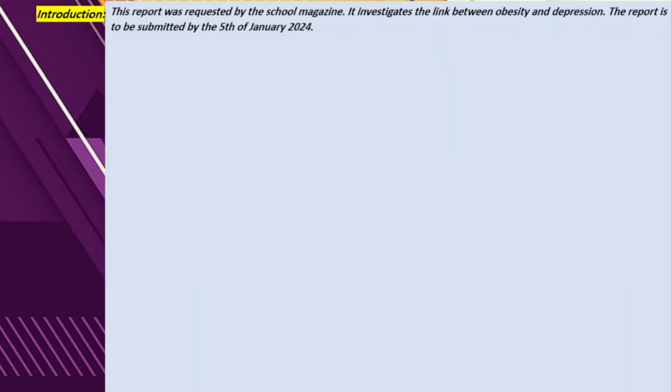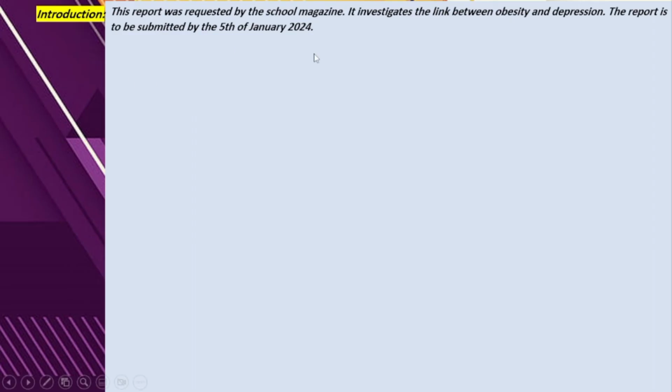That's the example. This is our introduction. This report was requested by the school magazine. This is, let me say, the structure that you should follow. You need to start any report by stating who requested it. This report was requested by the school magazine, or by Mr. Ahmed Hassan, or by somebody if you have the name already mentioned in the exam. It investigates the link between obesity and depression. That is the topic. The report is to be submitted by the 5th of January 2024. You need to end your introduction by that also. You can set a deadline and say it. It should be submitted by so and so.